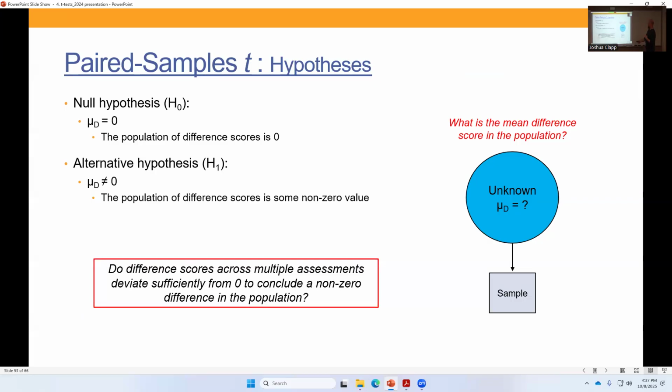So the question we're asking here is whether difference scores across multiple assessments in our sample deviate sufficiently from D0 to conclude a non-zero difference in the population. I sample my data, measuring people at time 1 and time 2. Do I expect my sample difference to actually be equal to 0 to 7 digits? No, right? What I'm looking at is, based on the sample that I have, am I seeing enough deviation off of 0 to reasonably conclude or guess that the population difference score is not equal to 0?